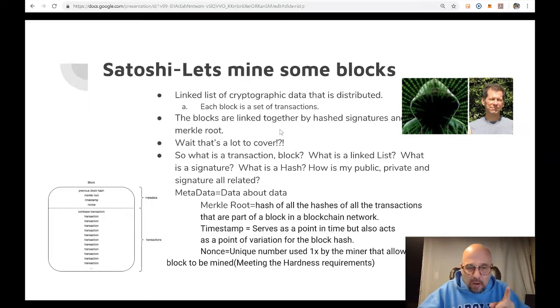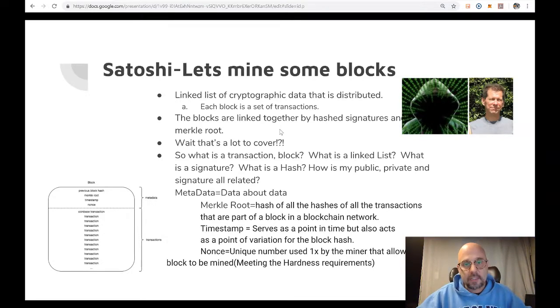So if we can, you just think about capturing that. All right, so these blocks are linked together by hash signatures. They're linked together by this Merkle root. And that signature is using an algorithm called asymmetric encryption. I want to talk about that real quick.